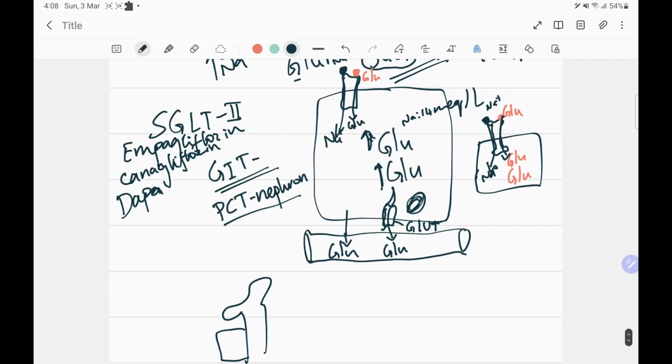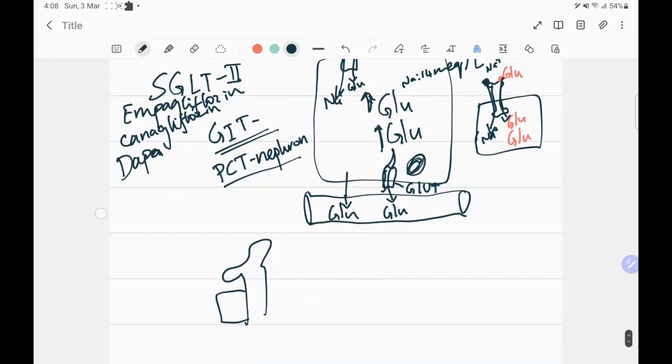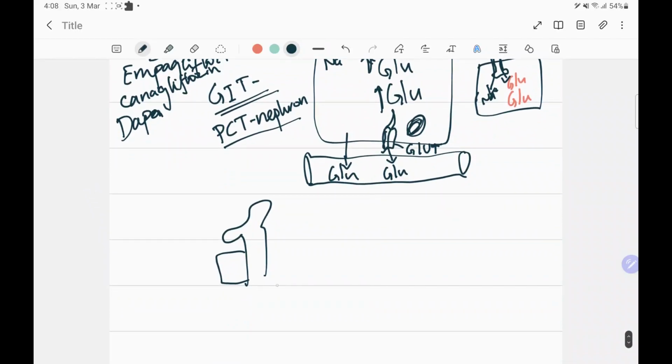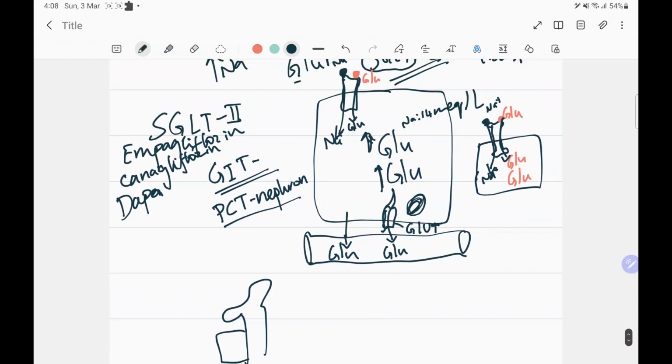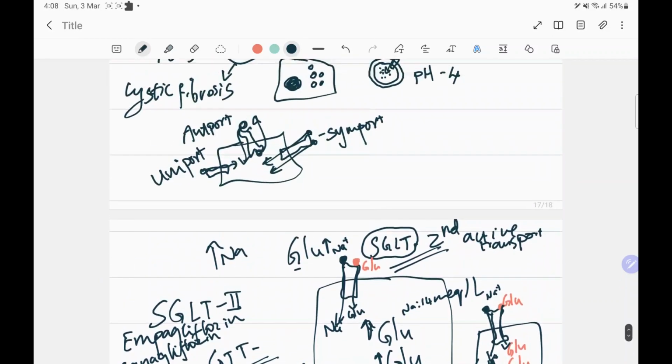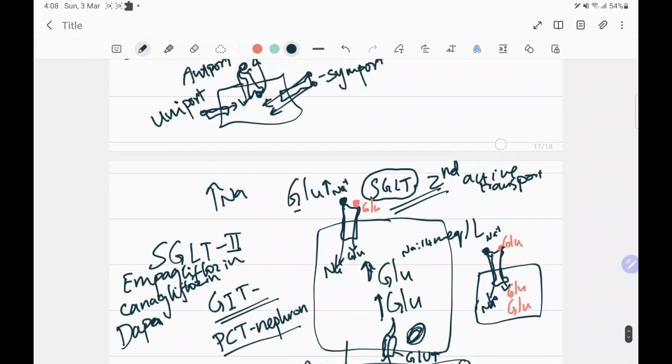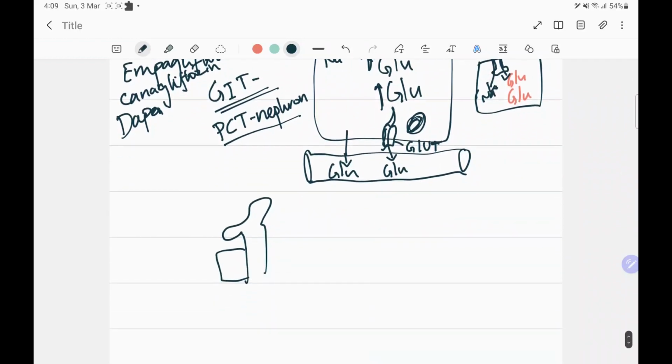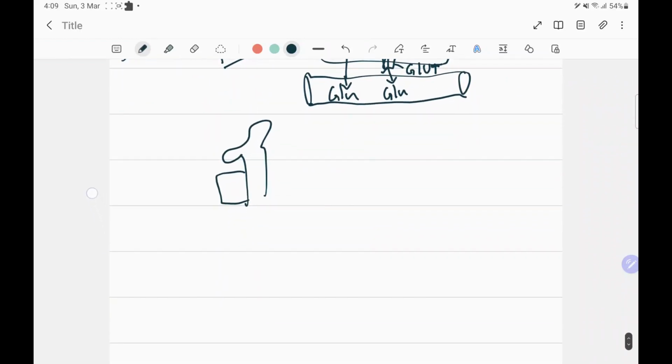So you can see how physiology is heavily influential in your pharmacology knowledge. If you want to know pharmacology, you have to know physiology. Then only can you become a good medical practitioner. So this is an example of secondary active transport, and there are many more examples out there which I will go through, and you must know about this.